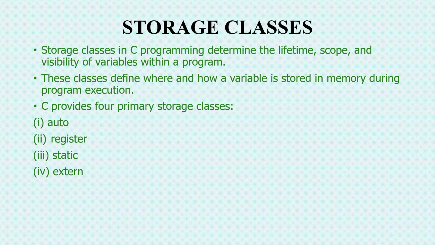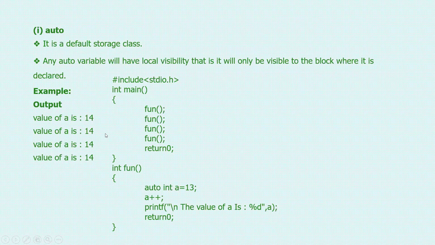What is a storage class? Storage classes in C programming determine the lifetime, scope, and visibility of variables within a program. The classes define where and how a variable is stored in memory during program execution. C provides four primary storage classes: auto, register, static, extern. These storage classes say the visibility of variables.